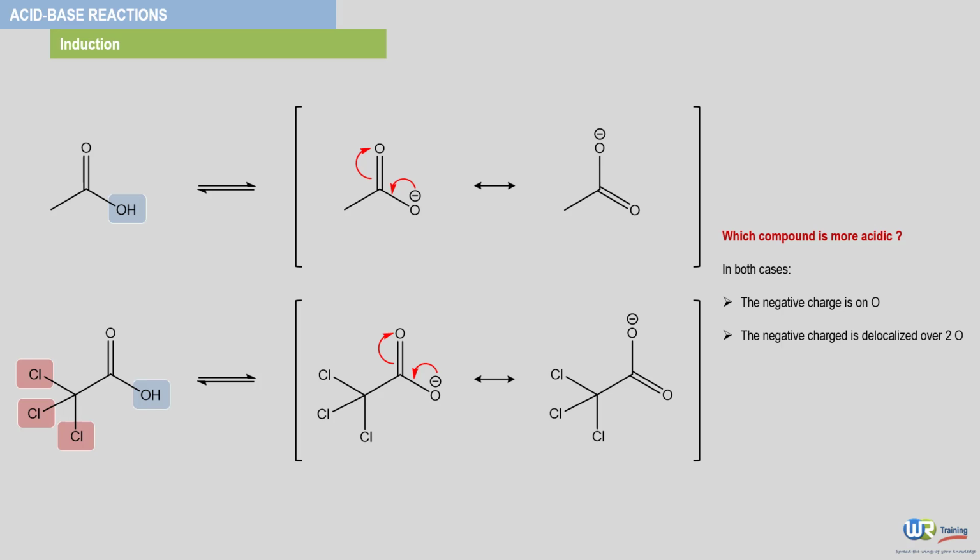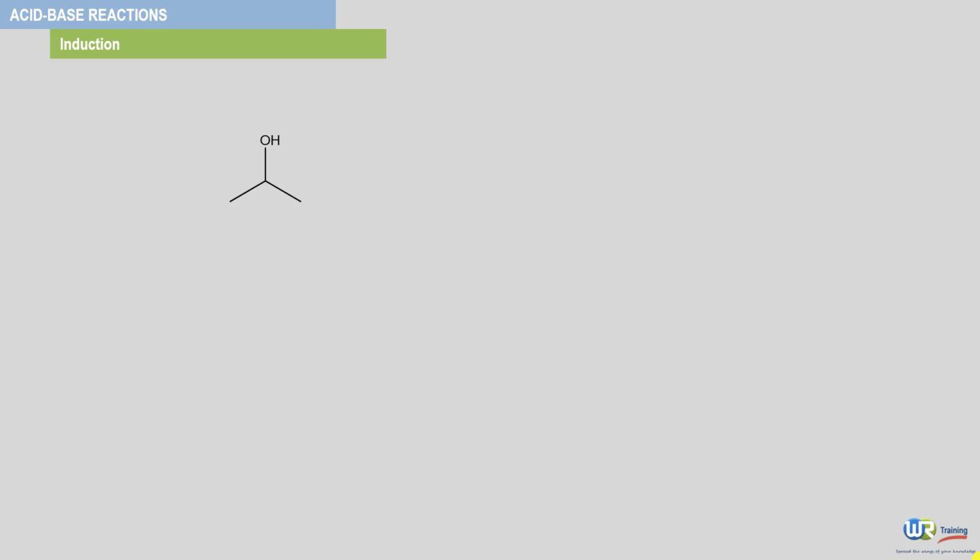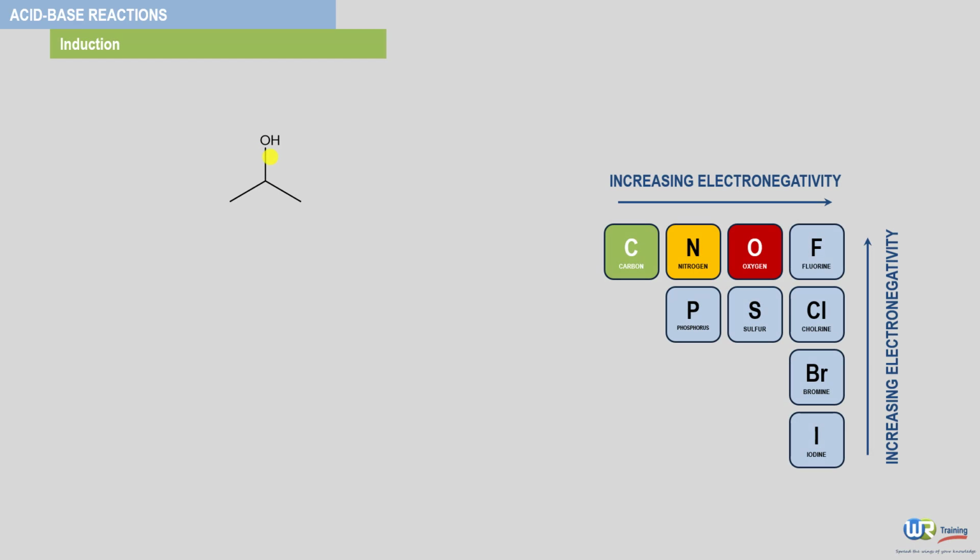For this, we need to understand a concept called induction. We know that electronegativity measures the affinity of an atom for electrons. So what happens when you have 2 atoms of different electronegativity connected to each other? For example, consider this carbon-oxygen bond. Oxygen is more electronegative, so the 2 electrons that form the bond between them are pulled more strongly by the oxygen atom.